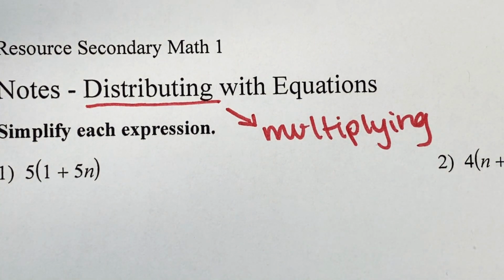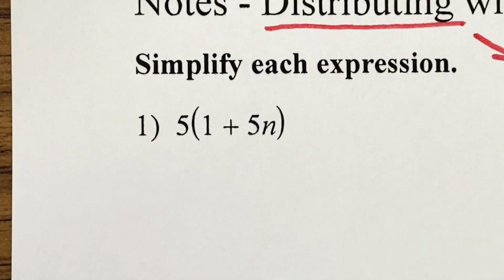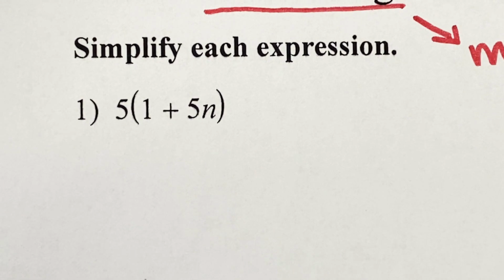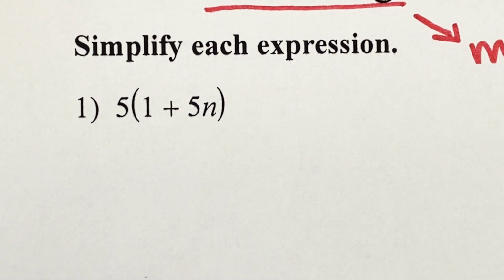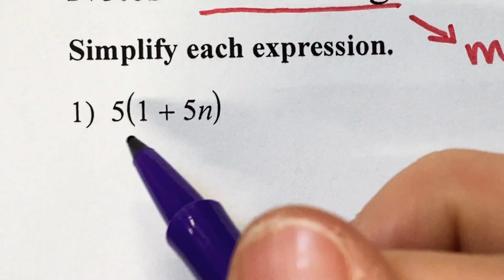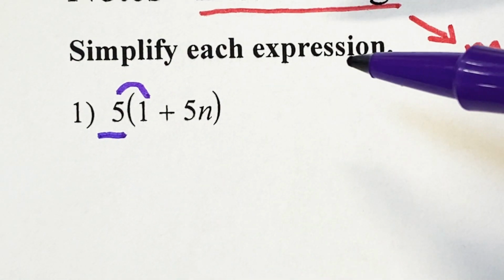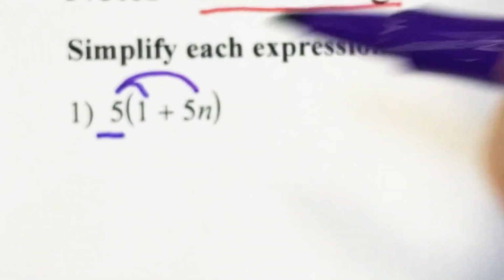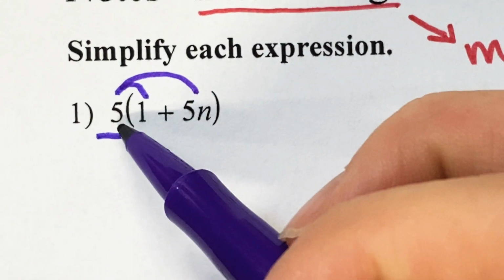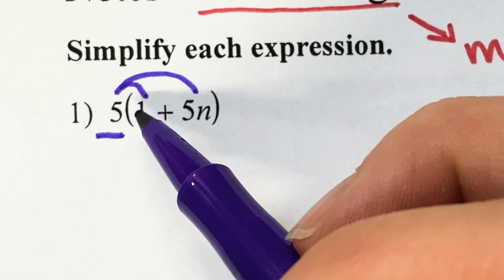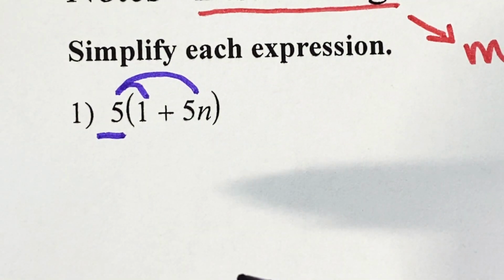Okay, so let's go ahead and look at number 1. We always want to find our parentheses when distributing, and then we want to find the number that's right in front of our parentheses. That's the number that's going to distribute inside. When it distributes, it has to distribute to everything inside. So this 5 needs to distribute to the 1, meaning it needs to multiply to the 1 and the 5n.